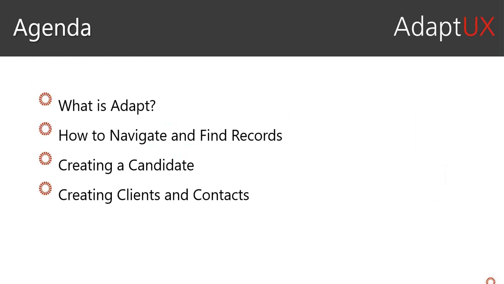Then after that, creating new companies on the system, which we call clients in Adapt, and then adding on key contacts as well. So it's just getting you a feel of those key records in the system. Now, should we take a look?